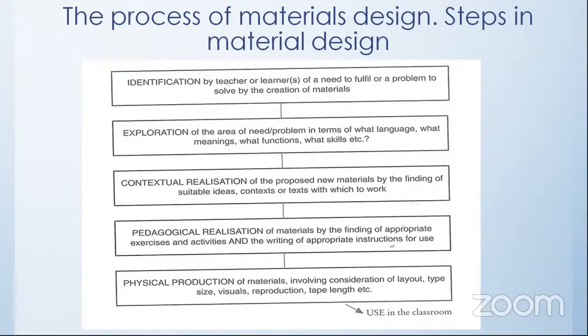Within this step, we should think how to use these materials, how to find appropriate exercises and activities, and what instructions we should give within these exercises. And the final step, which we should take into consideration while designing materials, is physical production of materials. Especially when we work with young learners, materials should be colorful and attractive, and we should also consider what kind of materials we are going to use, visuals, what size of materials, what type of materials, and so on.